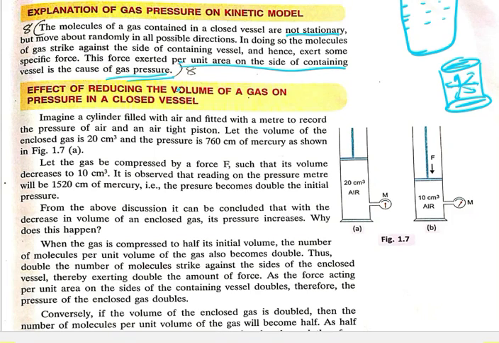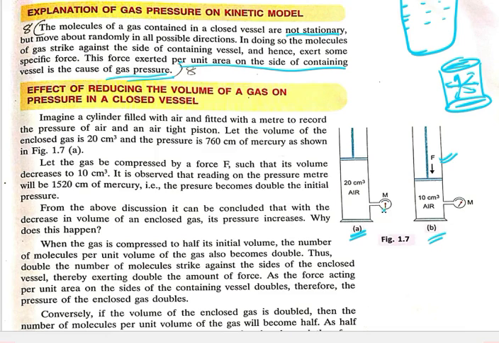Similarly, next we have the effect of reducing the volume of gas on pressure in a closed vessel. You can see the two figures A and B. Initially the volume was 20 centimeter cube, and we have applied a downward force F, and the volume of the air is now 10 centimeter cube. That means we have reduced the volume of the gas in a closed vessel.